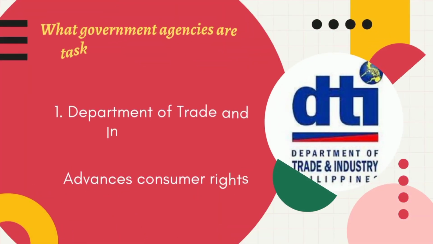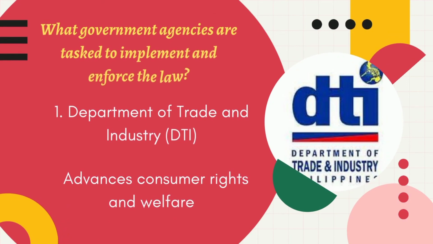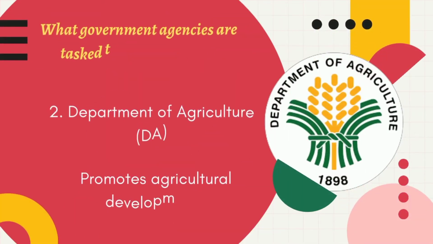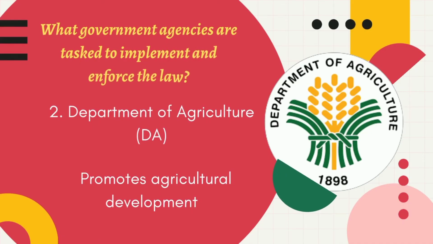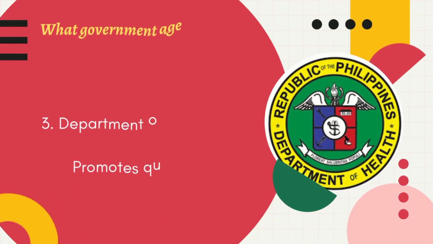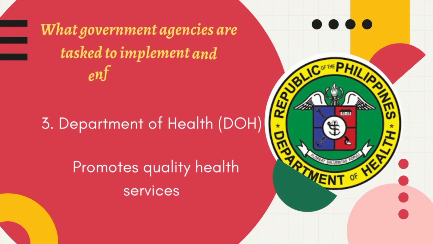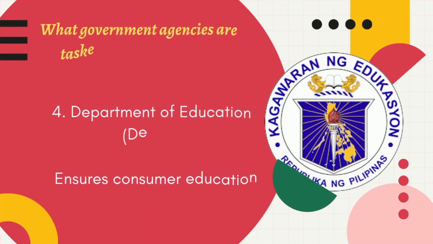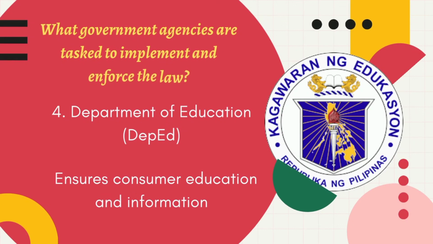Now, last concern is what government agencies are tasked to implement and enforce the law. First one is the Department of Trade and Industry, or the DTI. It advances consumer rights and welfare. Second one is the Department of Agriculture, or DA. It promotes agricultural development. Third one is the Department of Health, or DOH. It promotes quality health services. Fourth one is the Department of Education, or DepEd. Ensures consumer education and information.